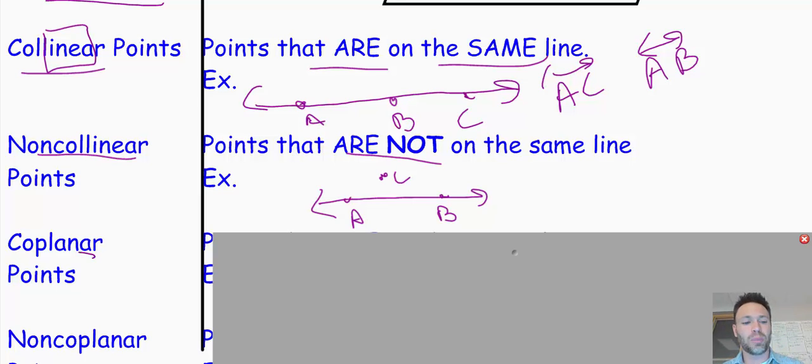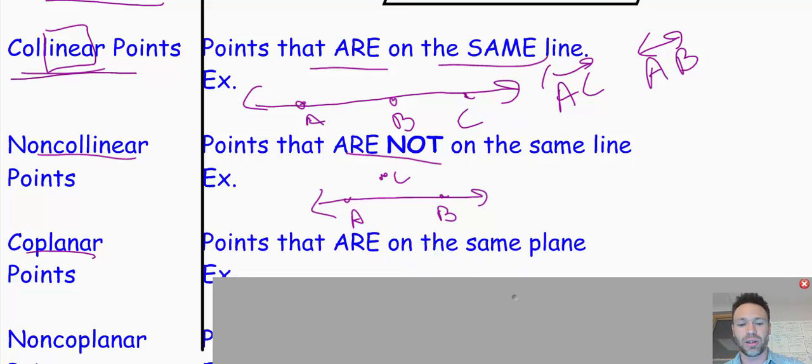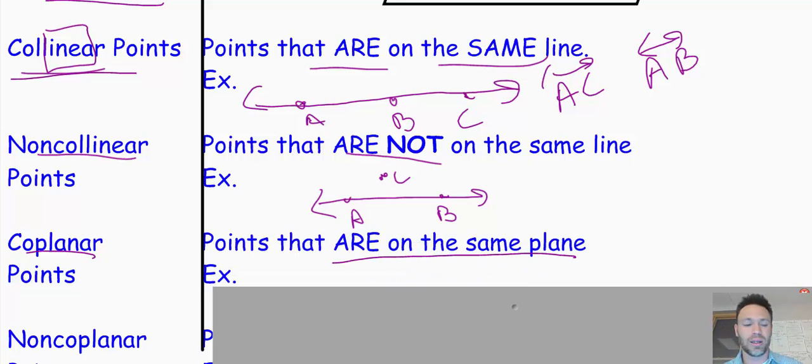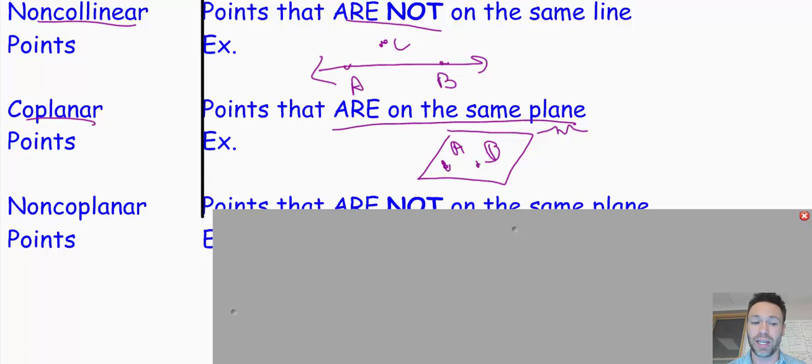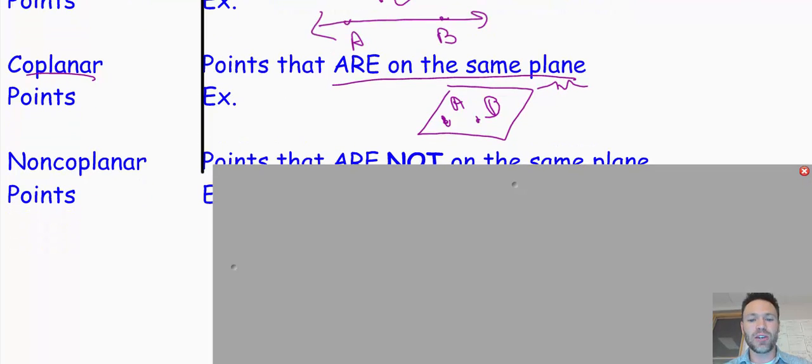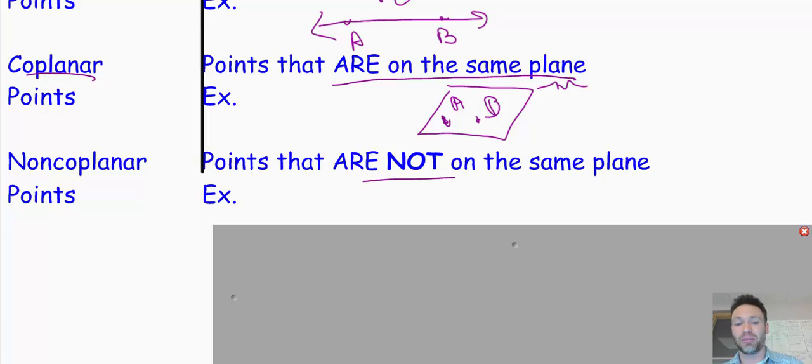All right? Coplanar points are just like collinear points. Collinear points are on the same line. Coplanar points are on the same plane. Okay? So I can draw a picture of a plane. I can label it. I can put point A and point B on there. I can say points A and B are coplanar. Okay? Non-coplanar points are points that are not on the same plane, obviously.